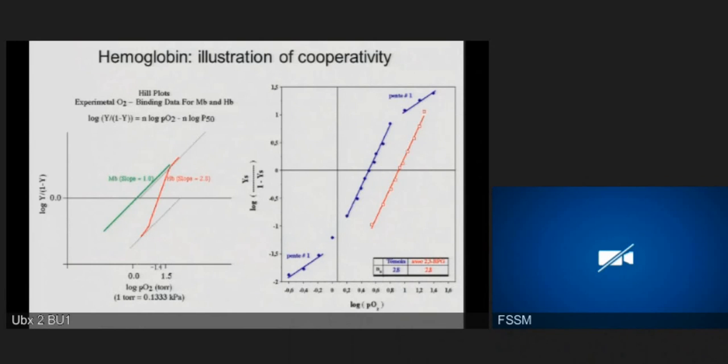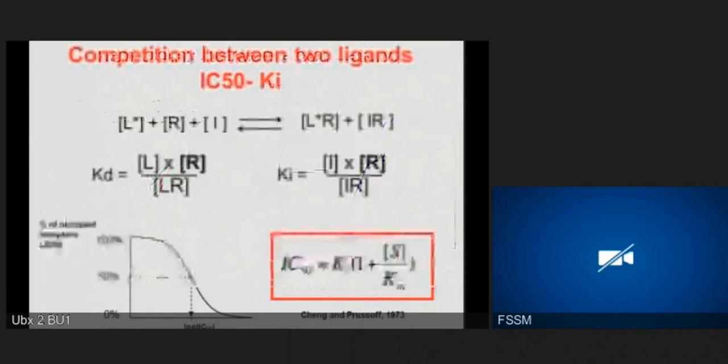And now I will explain something. We already spoke about IC50. Something that is usually difficult to understand for you. Because experimentally, it's rare that we are measuring the KD.